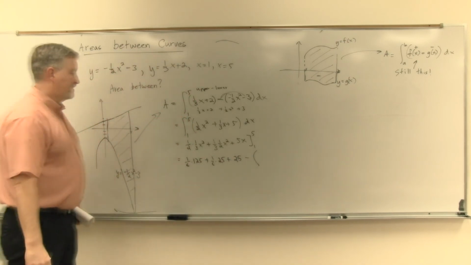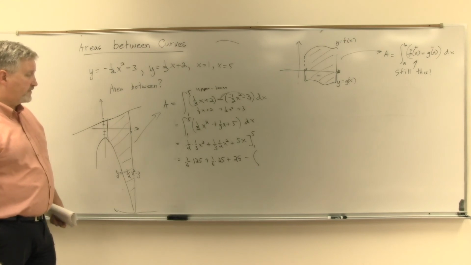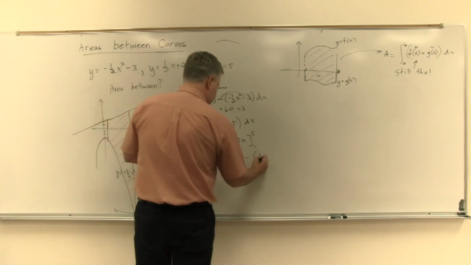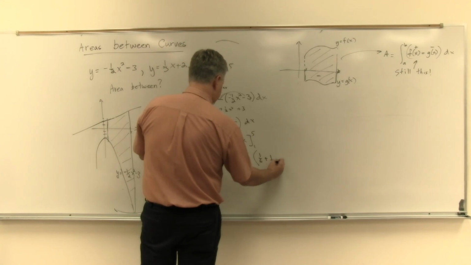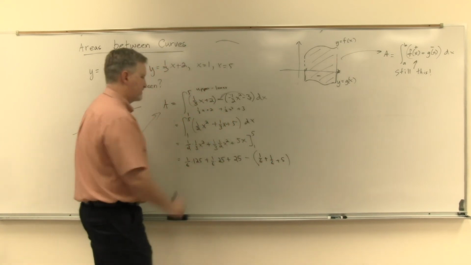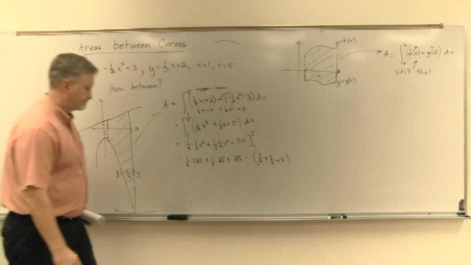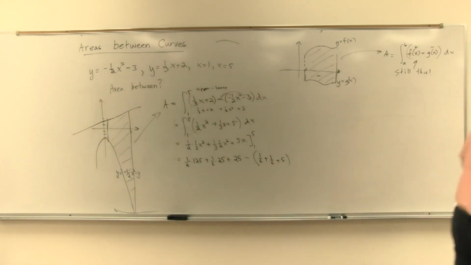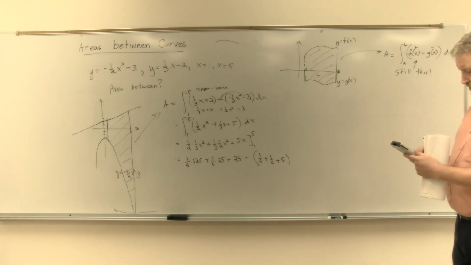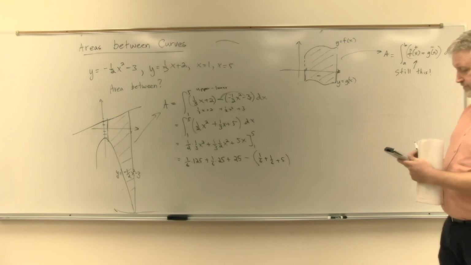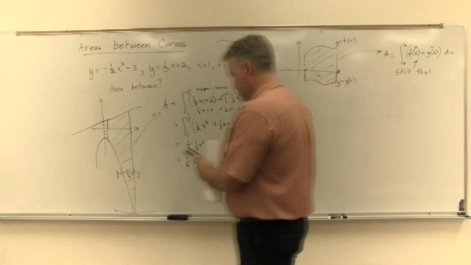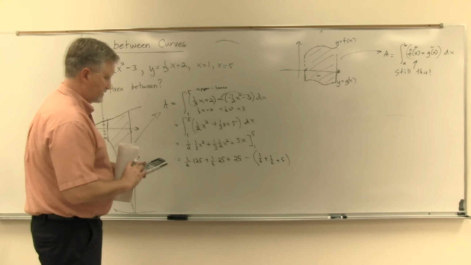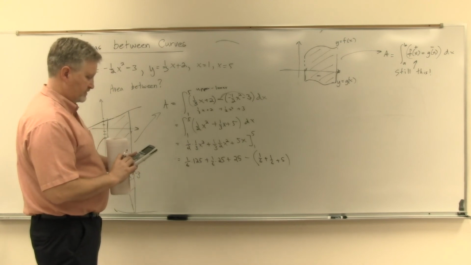And in this case, we've got the x is 1 is the lower limit. So what would that be? 1/6 plus 1/6 plus 5. If you plug in the 1 to all those, that's what we get. So all told there, what do we got? 125 over 6 plus 25 over 6 plus 25 minus 1/6 5.